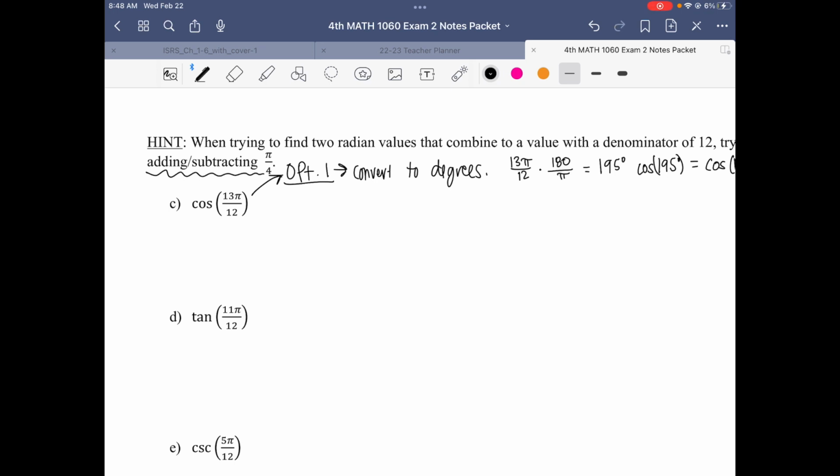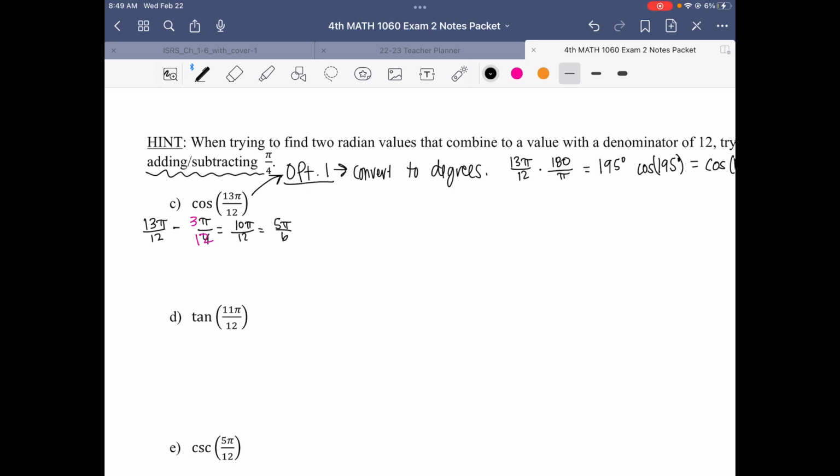Okay. There is also the option that it suggests right here with adding or subtracting pi fourths. For example, we need to turn 13 pi 12ths into something we can work with a little bit more. So if we take 13 pi over 12 and we subtract pi fourths, well, pi fourths is really 3 pi 12ths. And that would give us 10 pi over 12 or 5 pi over 6, which of course is on the unit circle, so that's really helpful.